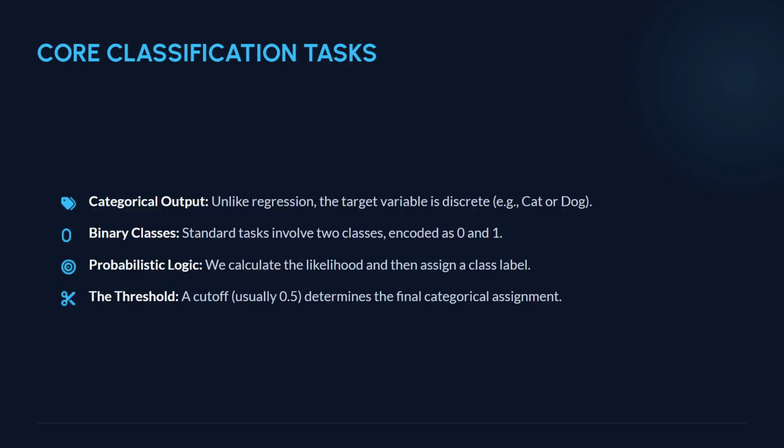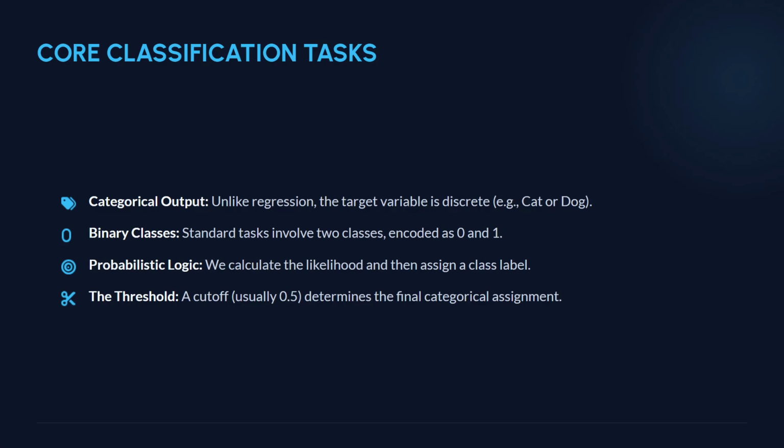Classification tasks have categorical output. Unlike regression, the target value is discrete, which means that you have a particular fixed class. Like when you are predicting whether an image is of a cat or a dog, we can assign cat as class 0 and dog as class 1. So it is a categorical output. Binary classes are the standard task involving two classes; where there are only two classes, we say it is binary classification.